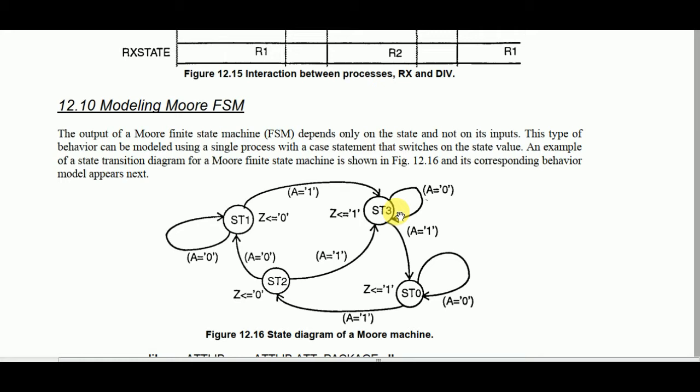Let us assume A is equal to 1. What will happen? The machine will change from ST3 to ST0. Here you can see if A is equal to 1, the machine will change from ST3 to ST0. So this is the state diagram of a Moore machine. Then we go to the program.